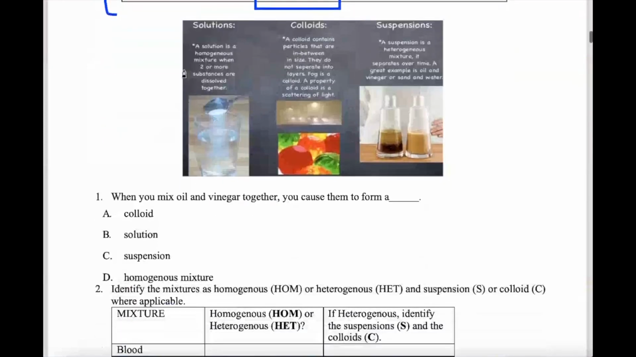Sorry, there is a different way of examples. So for a solution, you mix them together like adding salt into water. This will make a solution. A colloid is like jelly. You can see over here they made a jelly. There is a fog. Okay, it's written very small. So fog is a colloid. A property of the colloid is scattering of the light.